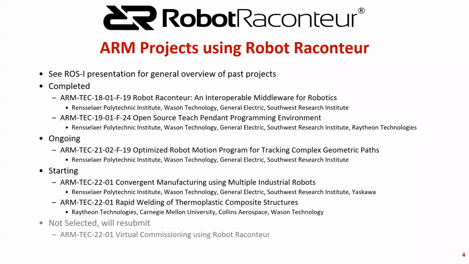And then starting as soon as we get the paperwork done is another project at RPI for convergent manufacturing, and then another project with Raytheon for welding of composite structures. And then we had another one we submitted, which we were hopeful for, but didn't quite get through. We were close, but didn't quite make it, for virtual commissioning. So we'll be resubmitting that in a future call.